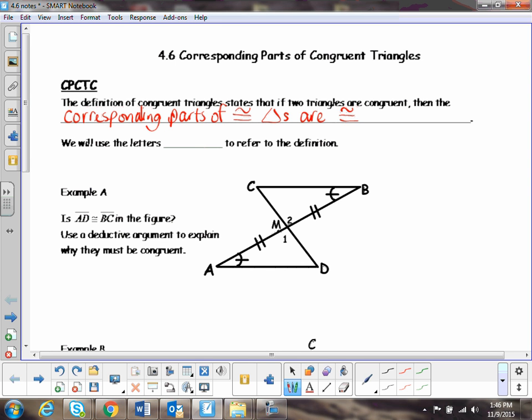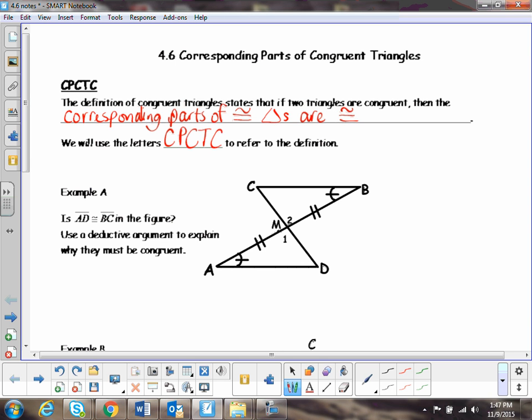congruent. How many parts are there again? More than three. Three angles and three sides. So there's 6 parts total. So all 6 parts have to be congruent to each other. Okay? So the corresponding thing is like this. You can use these letters. Corresponding parts of congruent triangles are congruent. CPCTC. Okay? Corresponding parts of congruent triangles are congruent.